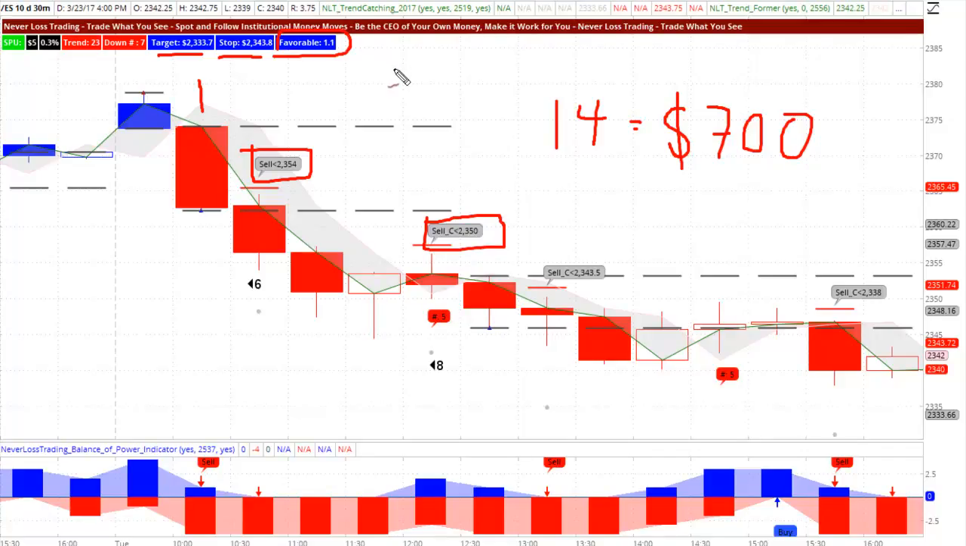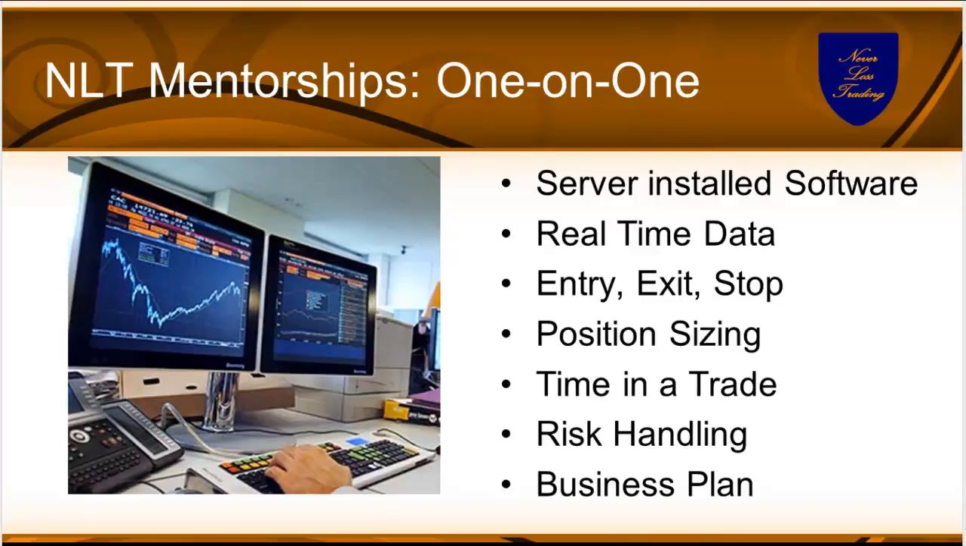So again, that's the Never Lost Trading Trend Catching system, or the basic system which I showed you first, which is just trading by colors. That is called tradecolors.com. We teach the individual strategies and how to apply all these concepts in one-on-one mentorships, where we train and coach you. Within that, we install the software for you and you receive free real-time data, so you don't have fees. For that, you always know clear-cut entries, exits, and stops. We help you with position sizing, in particular to prevent drawdowns. And as you saw, you always know your time in a trade.